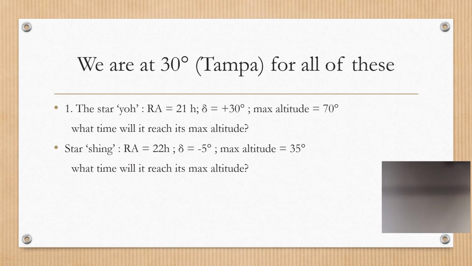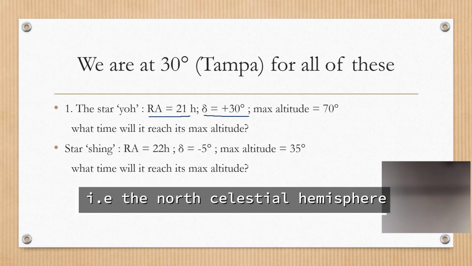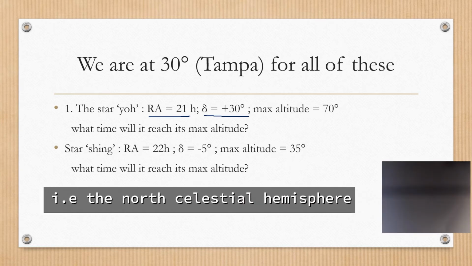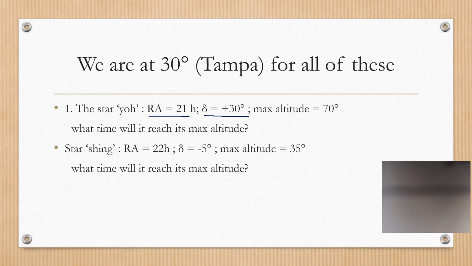So now we're able to determine the time of a star's maximum altitude. We are going to say you have the star Yo, right ascension, 21 hours. Declination plus 30, meaning it's positive. It's in the northern side of the celestial meridian when it reaches its maximum altitude at 70 degrees. So we know 3 things. We know maximum altitude, declination, and right ascension. This is when right ascension becomes important in all of these problems. So in this case, that thing that we just wrote down is going to become very important.